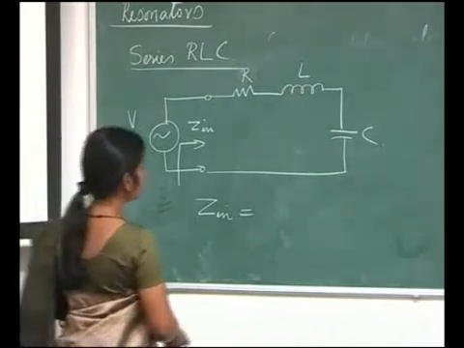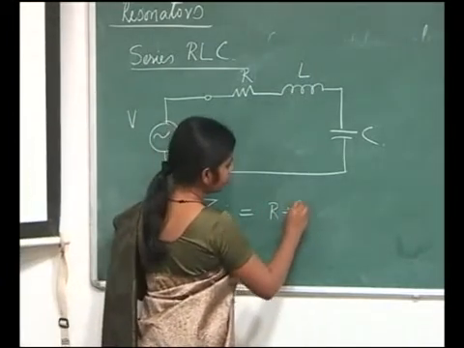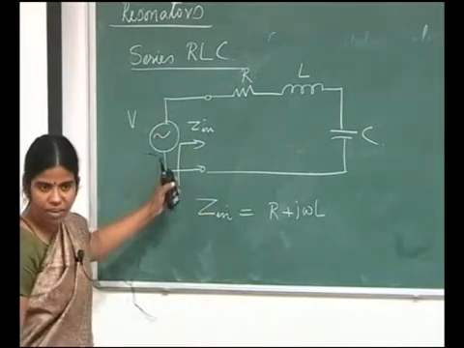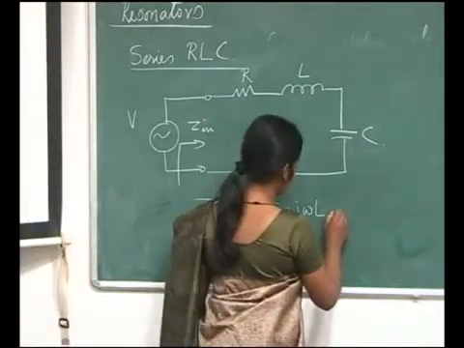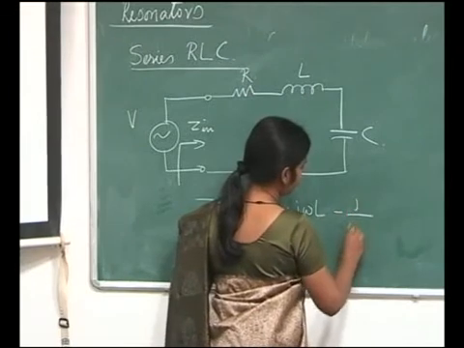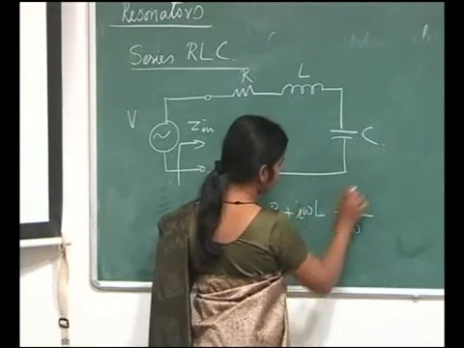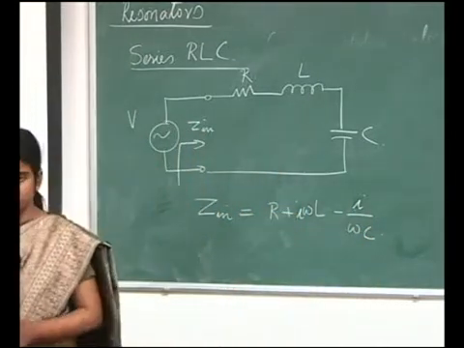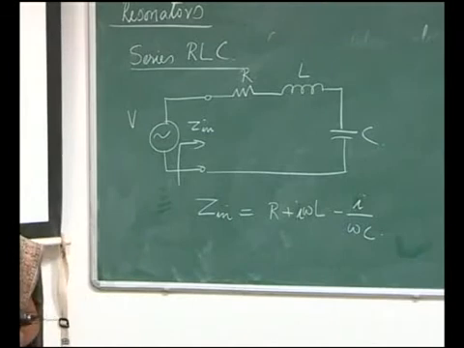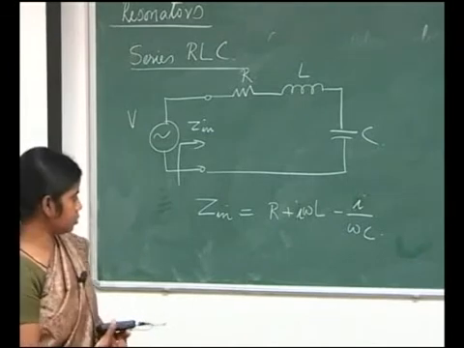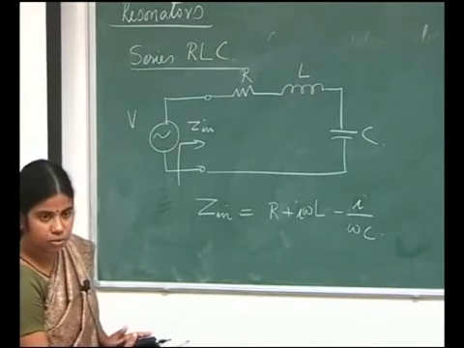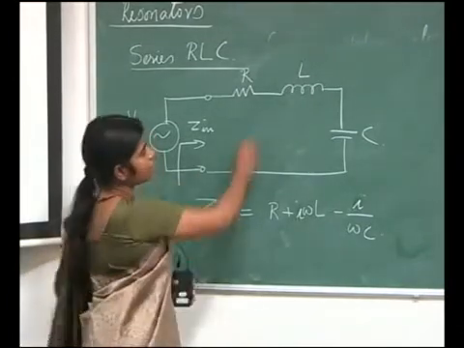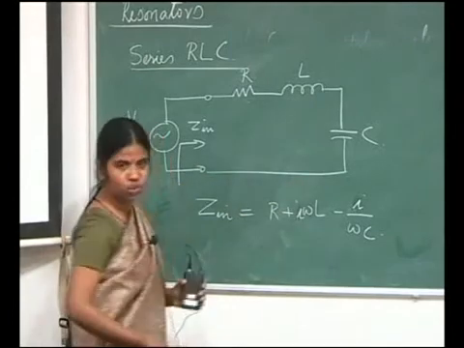Because they are series circuits, it is pretty straightforward. If the incoming wave is at omega frequency, then Zin = R + j omega L minus j upon omega C. Okay? Now the power dissipated by the resistor. See, L and C are storing devices.